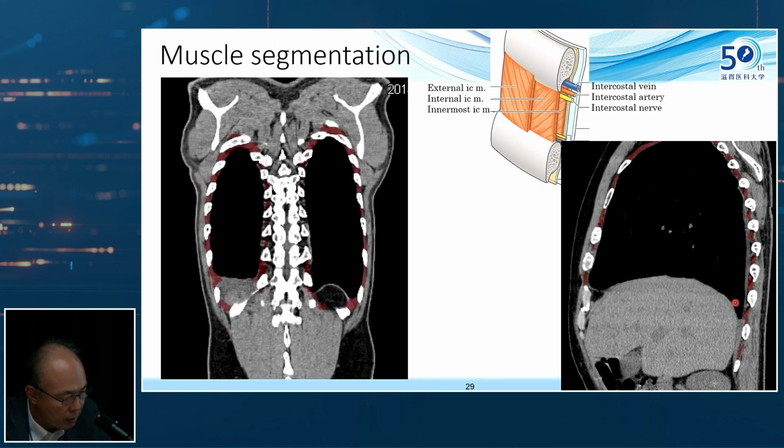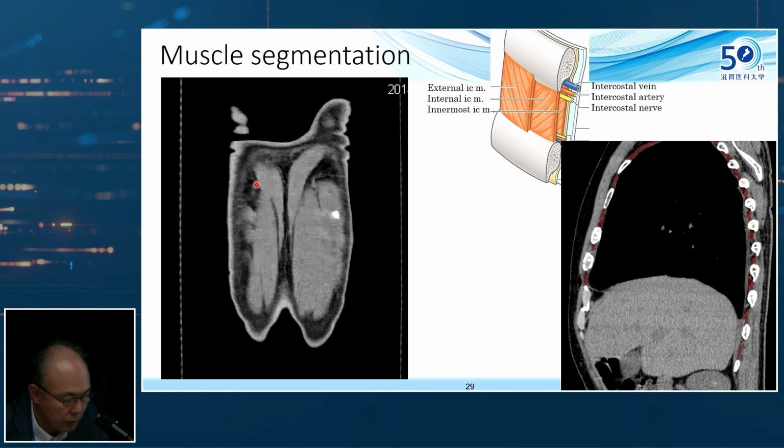And this is the result of some muscle segmentations. You can find there are clearly segmented intercostal muscles. And in this region, there are some of the vascular bundles on the upper side, and this is a muscle. In this region, they clearly separate the muscle and vascular region. This region is not so good, but this region we can clearly separate.